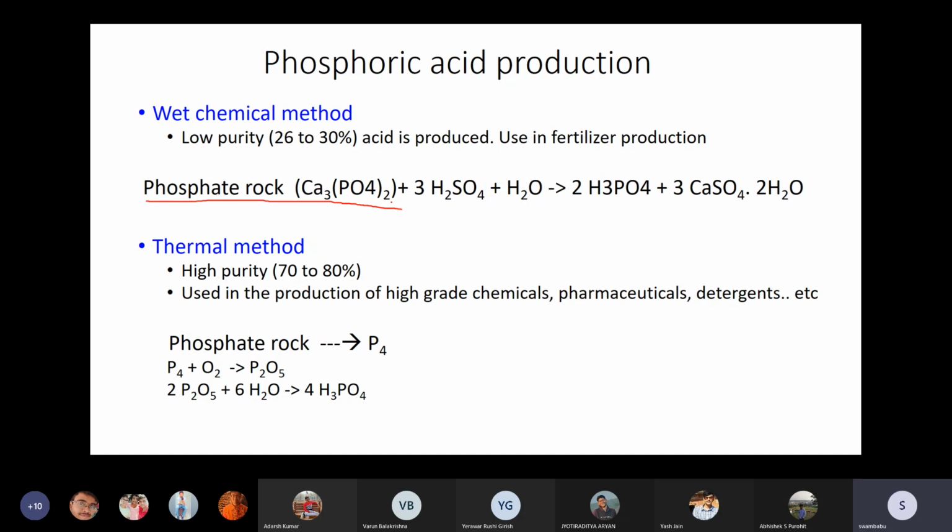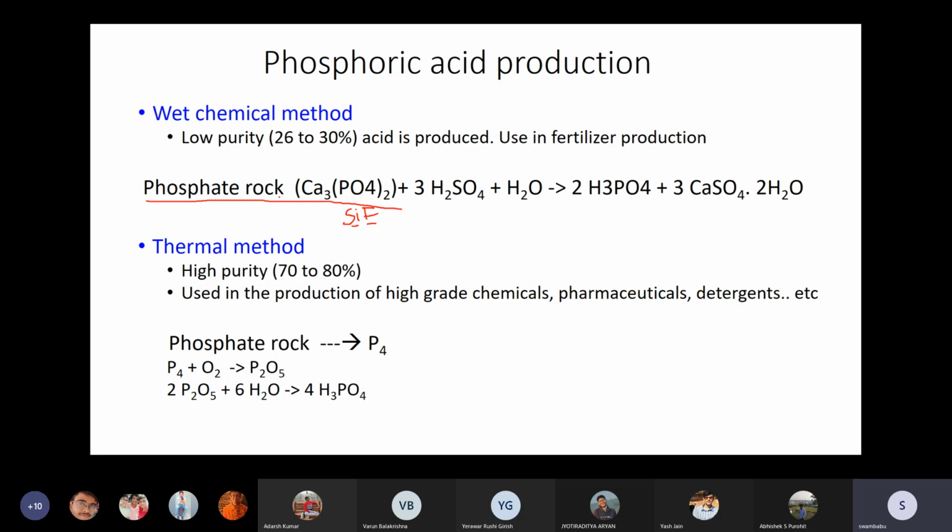Ca3(PO4)2. Often this phosphate rock has impurities like silica and fluorides, SiF. These two based impurities will be there. It depends on the place. These impurities vary, and based on these impurities, the purity of the phosphate rock also varies.